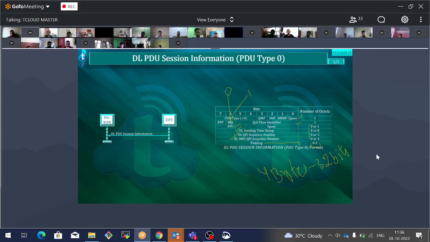Assume that these 4 parameters are not present. Their flags are set to zeros and they are not present. In that case, your PDU session information size is only 2 bytes, but 2 bytes is not a multiple of 4 bytes or 32 bits. 2 bytes is equal to 16 bits only. You have to make it at least 4 bytes or 32 bits. For that, you add 2 bytes of padding. You are allowed to add maximum up to 3 bytes of padding. But in this example, you add 2 bytes of padding.